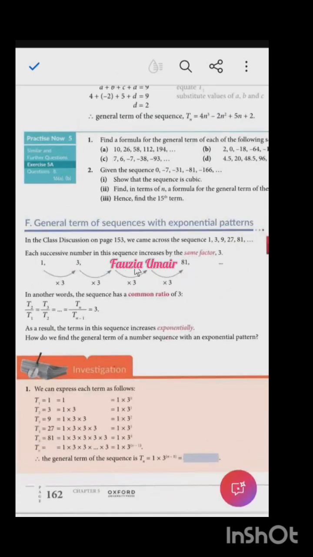That's right. So it's a multiple, the same factor is multiplied every time. This is an example of an exponential sequence: 1, then multiply by 3, then multiply by 3. So 3 is the factor. Miss, don't you think we can confuse this sequence with any other?